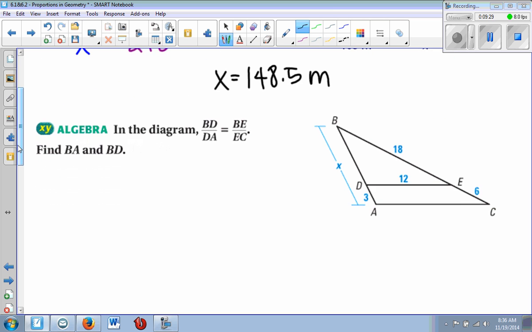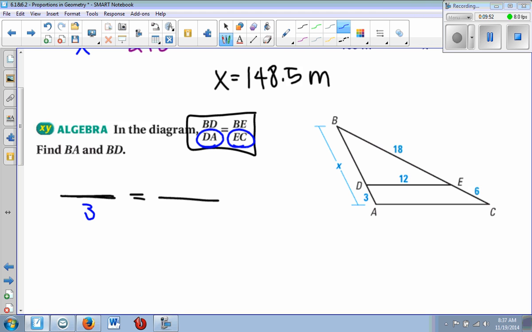In the next problem, we have a picture of a triangle, and we are just going to match up using the proportion that they provide for us. So all we're going to do is match up what they have there. So I'm going to have my proportion, and I'm just going to fill in the blank spaces. So let's start with the easy ones. DA is clearly labeled as 3. EC is clearly labeled as 6. BE is clearly labeled as 18. The tricky one is BD.